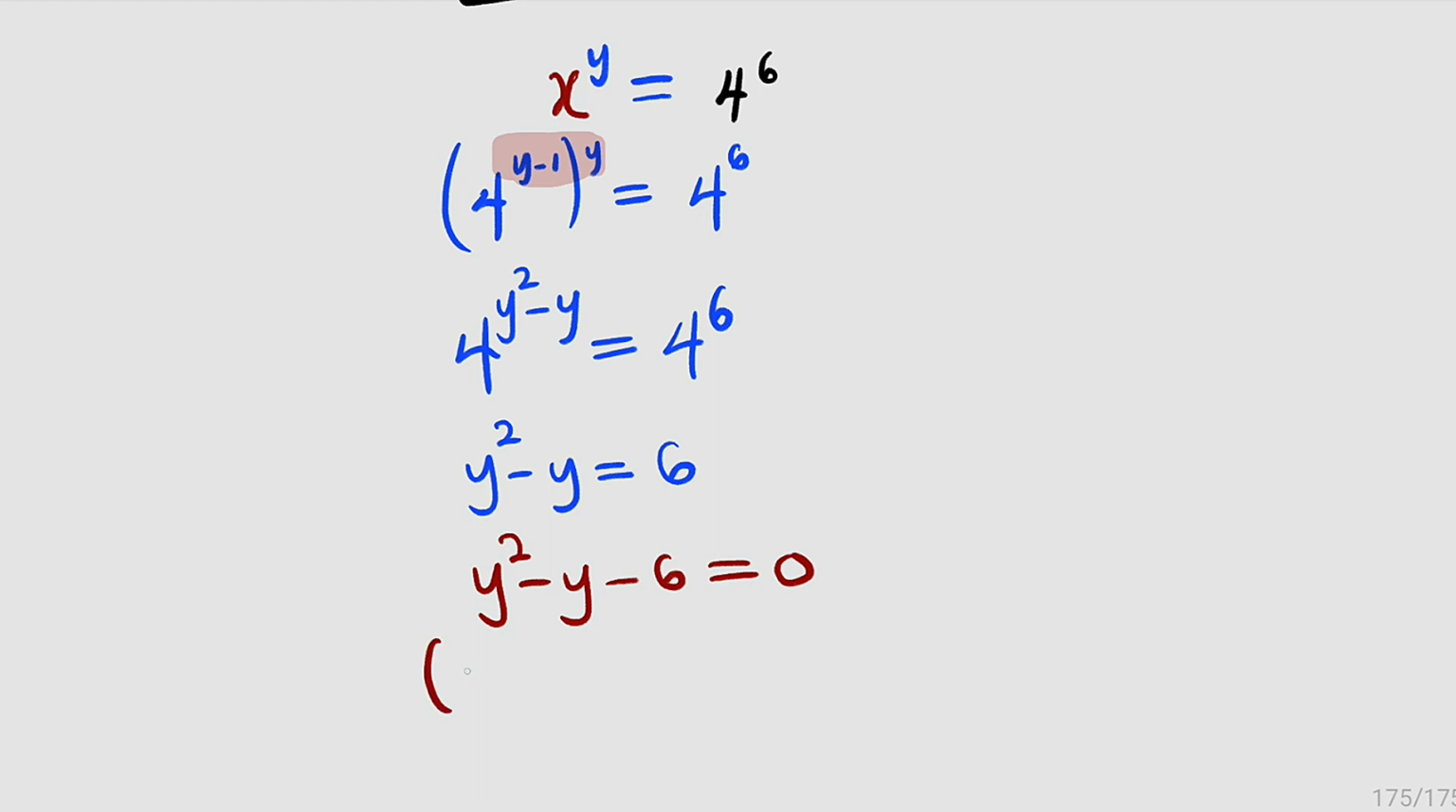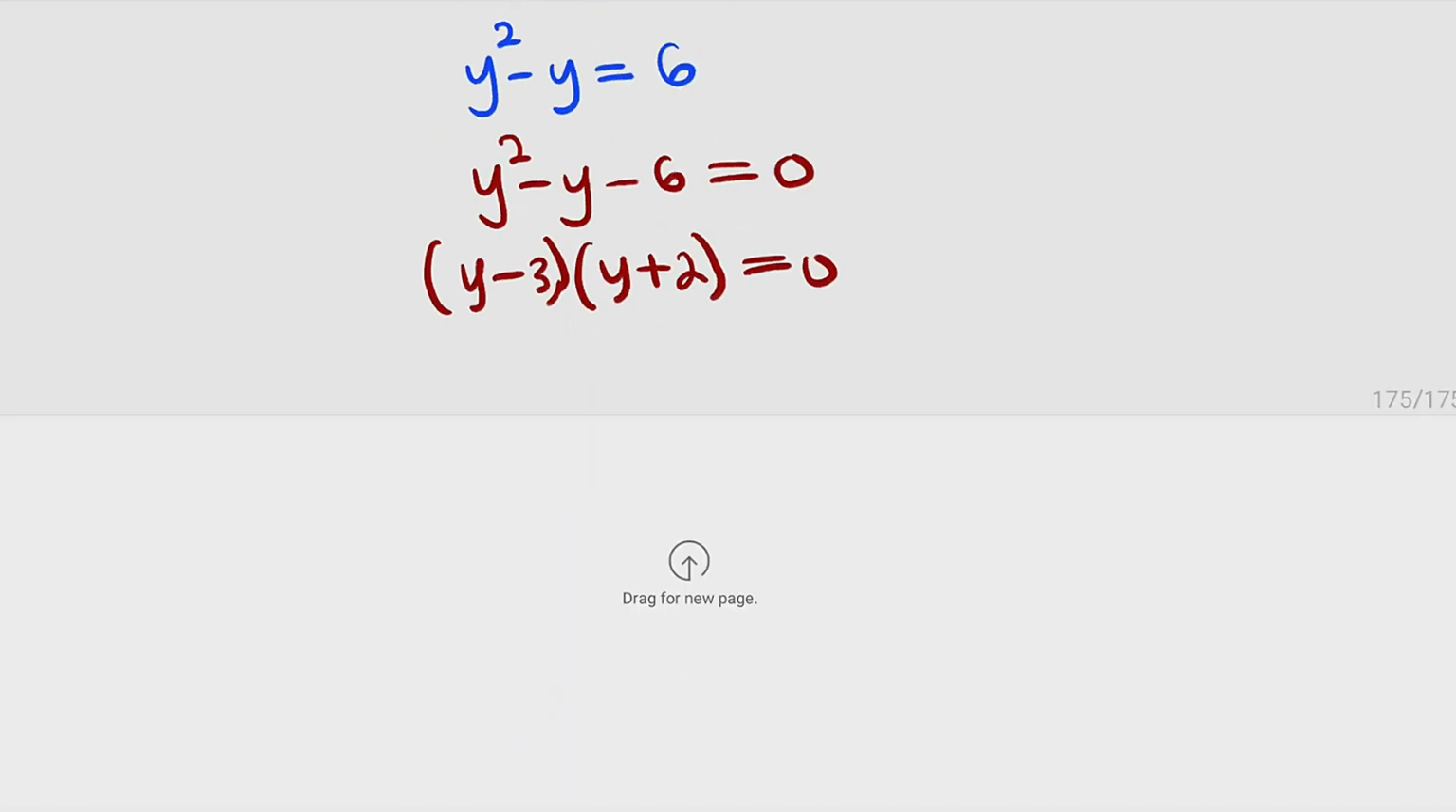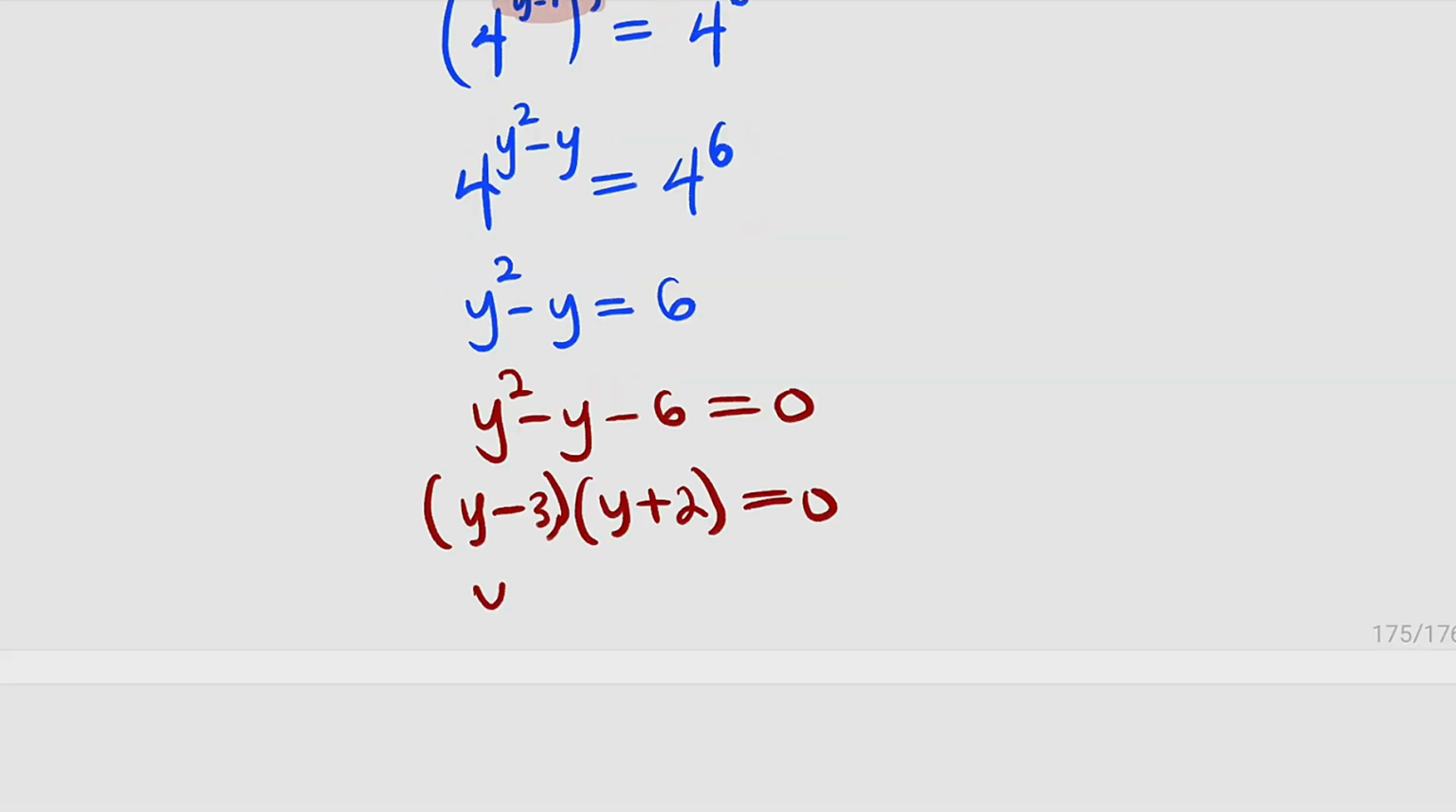So we have our two factors, y minus 3 multiplied by y plus 2, and the whole of this equals 0. Now we set each factor equal to 0, which implies that y could either be equal to positive 3 or negative 2. So these are the values of y in these equations.